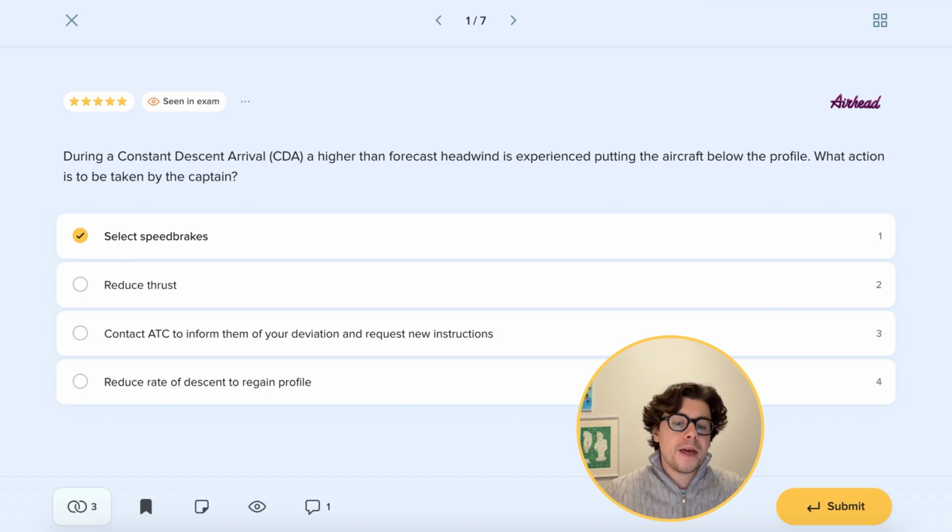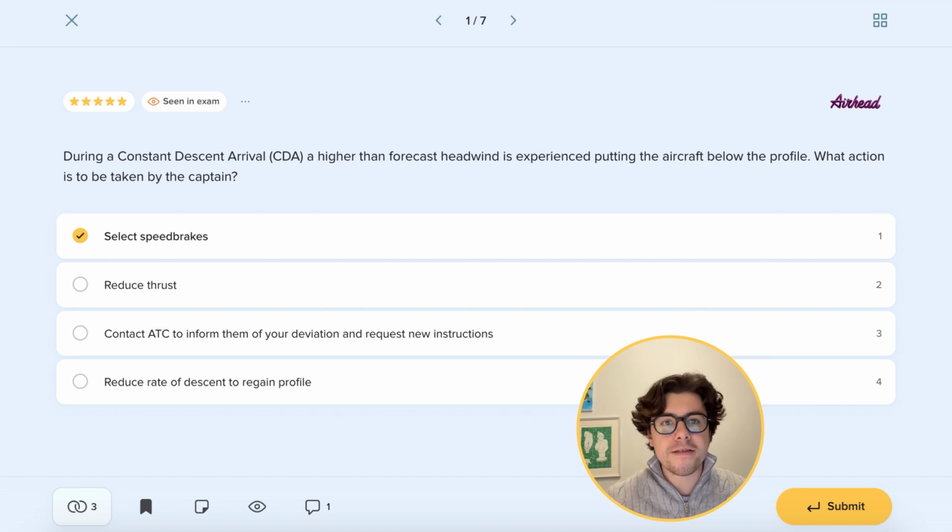In that case, if you're flying a constant descent arrival, meaning you're calculating a specific rate of descent in order not to have a step down fix, so in order to continuously descend instead of descending and leveling off, descending and leveling off, in that case, you'll just reduce the rate of descent to regain the profile and then go back onto your desired path. And there is nothing wrong about this as long as you're not busting the hard altitudes at specific waypoints.